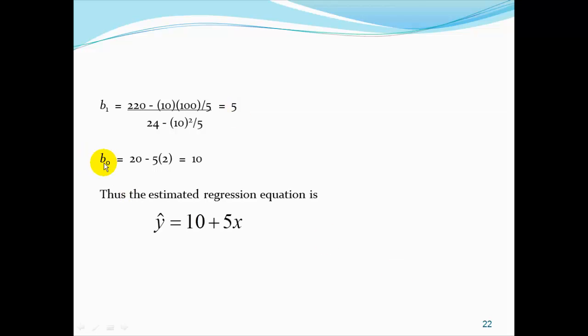Your B0 value should be y bar, which is 20, minus our B1 value, which was 5, times x bar, which is 2. Your B0 value should be 10. Therefore, the estimated regression equation for this problem should be y hat equals B0, which for us is 10, plus B1, which is 5, times x.